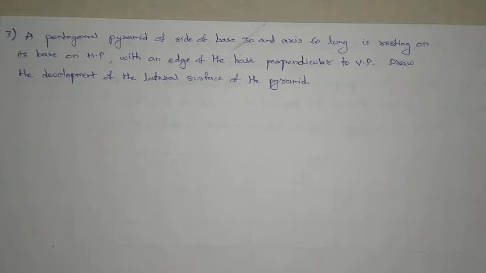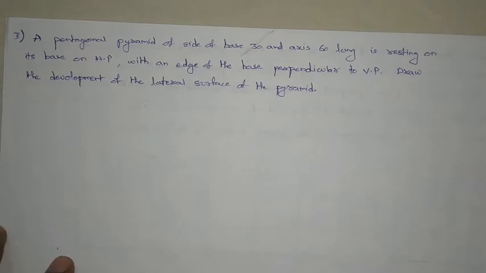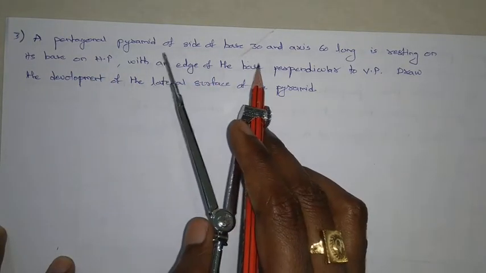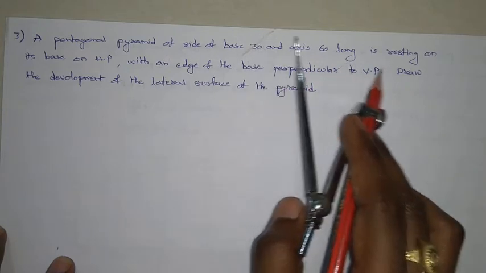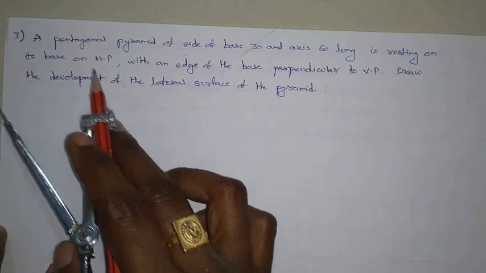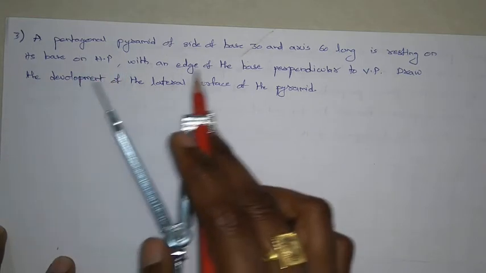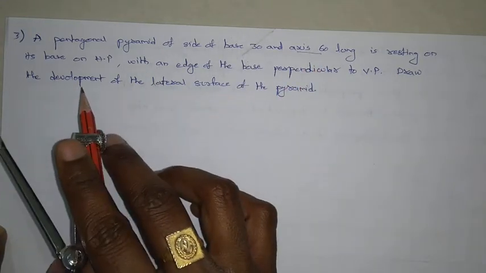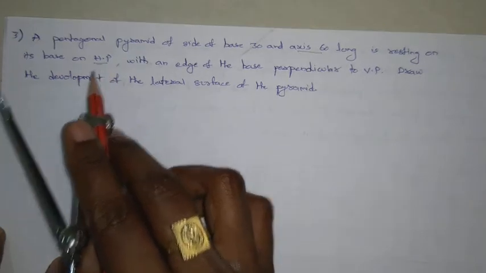In continuation to the last lecture, in this video I am going to discuss some more problems on development of surfaces. Okay. So this is problem number 3. You can see the question here. A pentagonal prism of side of base 30 mm and axis 60 mm long is resting on its base on HP. So the solid is nothing but a pentagonal pyramid. Base side is 30 mm and axis is nothing but height, is resting on its base on the HP.